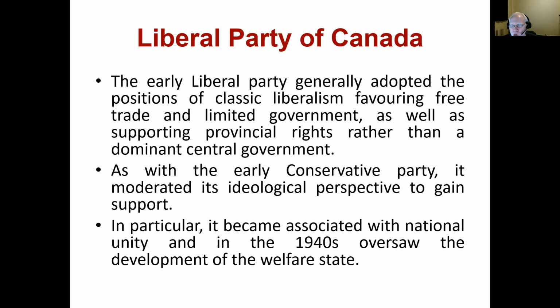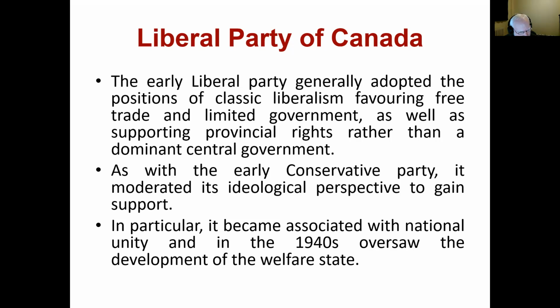Individual freedom, provincial freedom, economic openness, free markets. So your classic liberal perspective. As with the early Conservative Party, it moderated its ideological perspective to gain support. So eventually, over time, it gradually moved more and more towards the center, adopting a softer ideological perspective. The problem with having extreme ideological perspectives is that it turns off a lot of people. So many political parties move towards the center to help gain broad support.